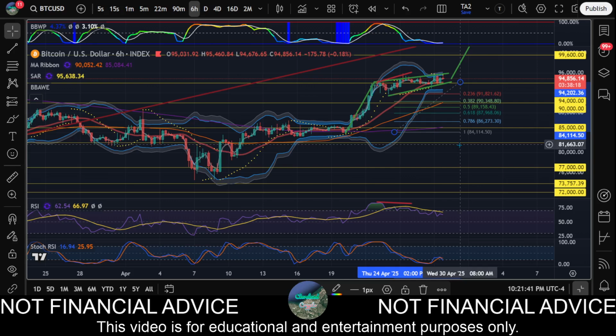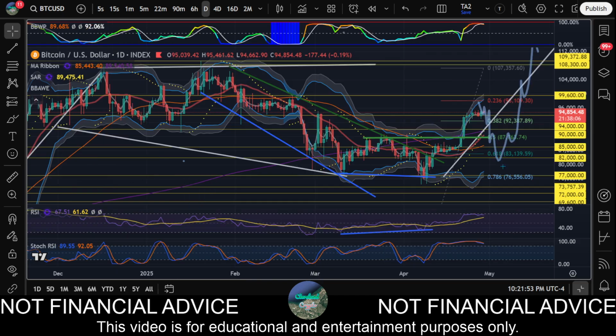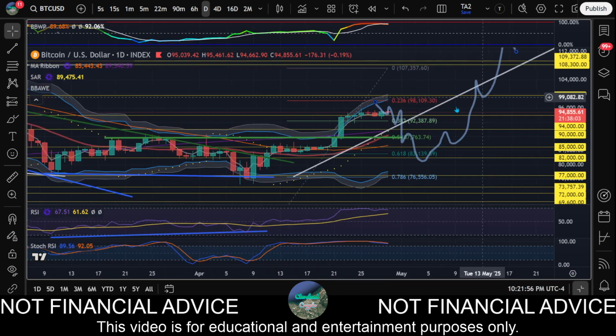So we've got to be a little careful with our bullishness, but I'm a little more bullish than bearish. I would say 60-40, maybe 70-30 towards the bullish side. All right, let's take a quick peek at the daily. There's not going to be a lot of change from yesterday.